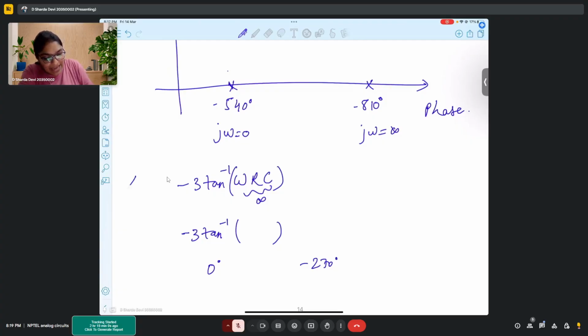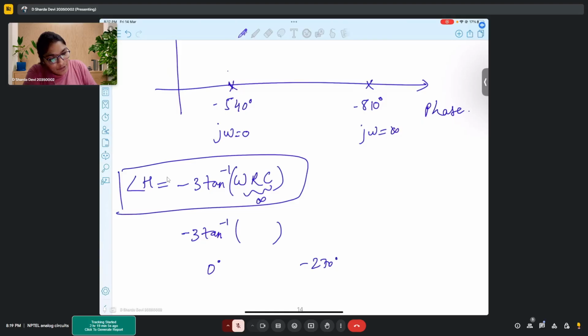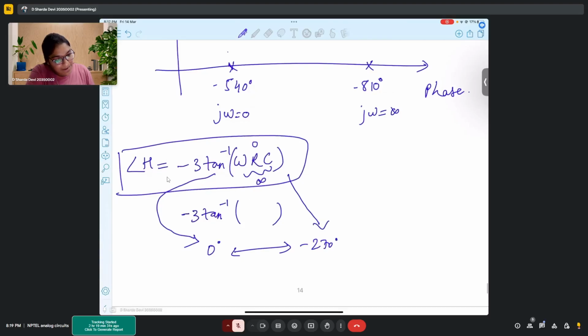Because see, if I say my phase is this much only, then what is the maximum range that I can shift? So omega RC can maximum go to infinity. If omega RC goes to infinity, then the maximum phase that I get is minus 270. Or I can have omega RC as 0, which is the minimum possible value. I cannot go below that. At that time, my phase will be 0 degrees. So my phase will be somewhere between 0 and minus 270 degrees. Right?